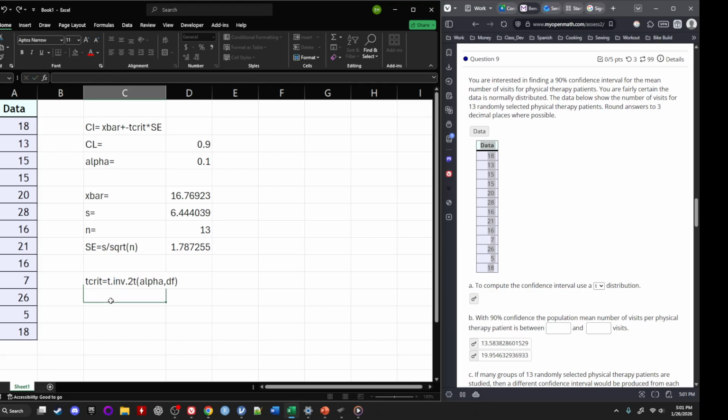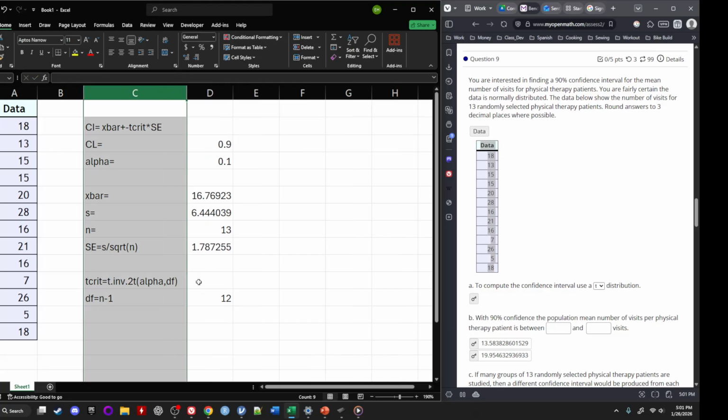Degrees of freedom is very simple to calculate. It is just equal to n minus 1, our sample size minus 1. So sample size 13 minus 1 is 12. All right, so let's get our t-crit now.